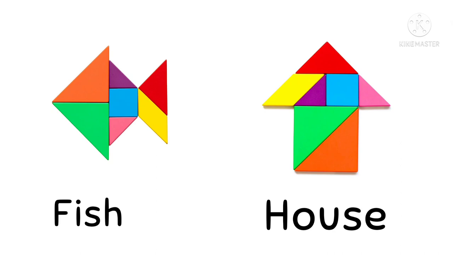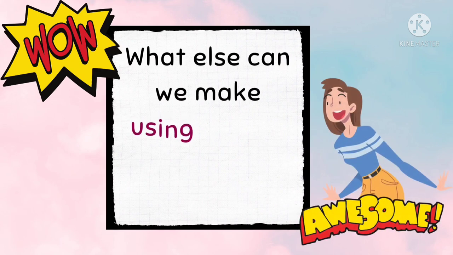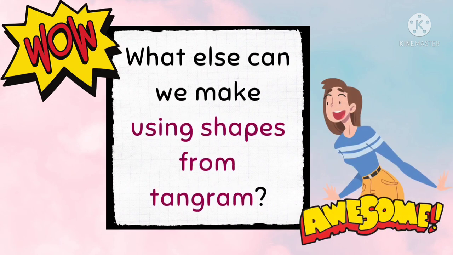We just need to rearrange the shapes of Tangrams into other shapes of pictures. Okay, just rearrange. It's like a puzzle. Okay, we can also make a butterfly and a cat. Wow, there are so many shapes and pictures that we can make using shapes from Tangram.